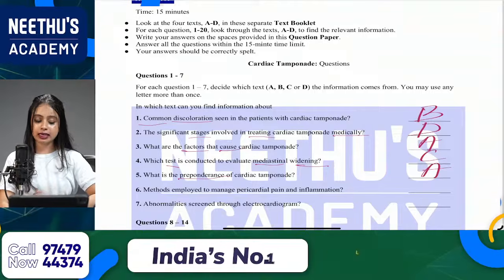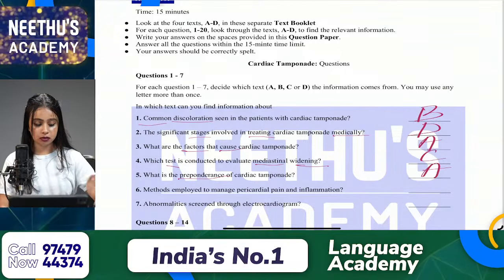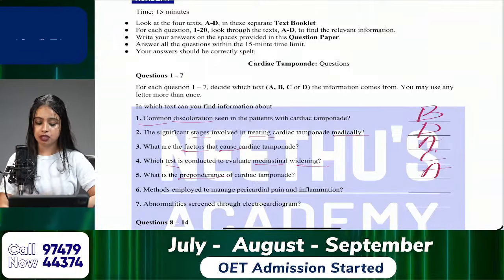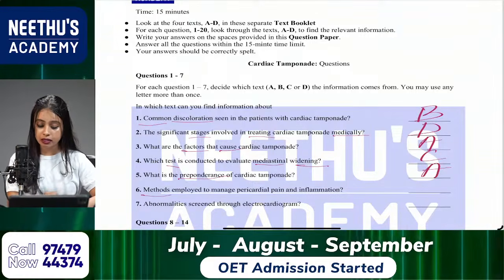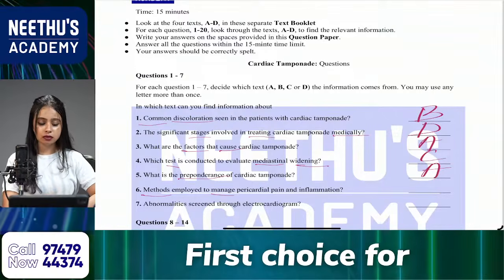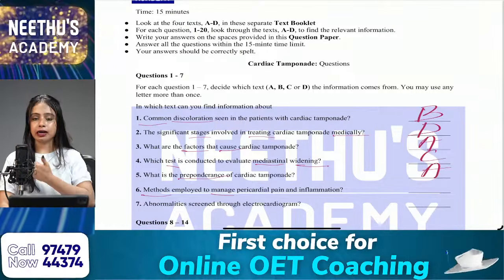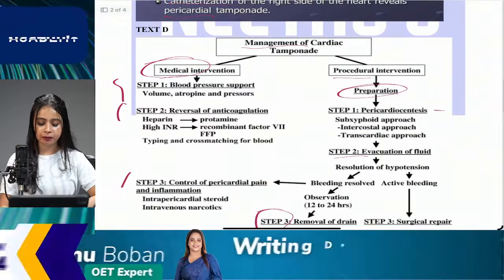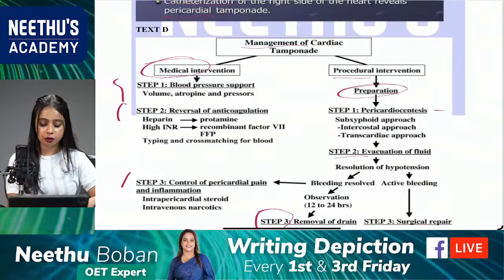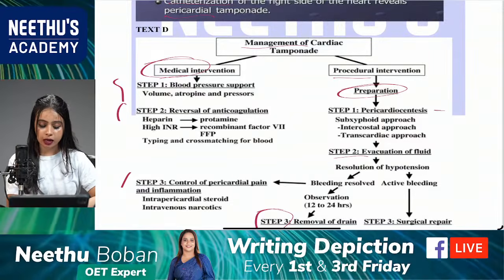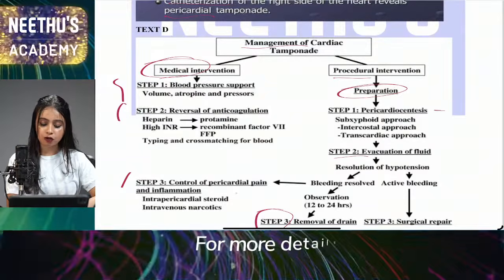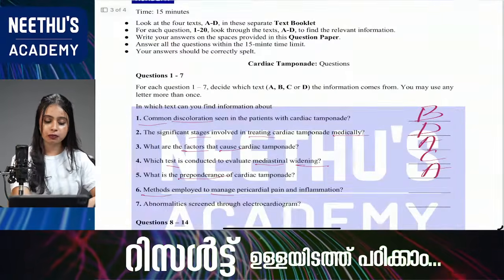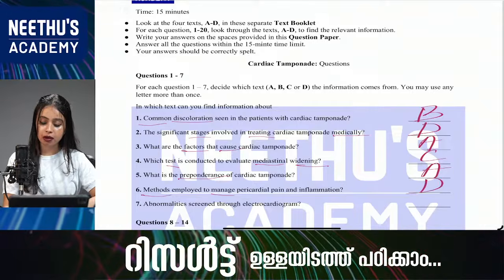Okay, then sixth one. Methods employed to manage pericardial pain and inflammation. So my keywords, methods, manage. Okay, so again, what about the management of the condition? Okay, so it's from text D. Then, so what about the methods? Yes, it is all about control of pericardial pain and inflammation. So answer is, of course, from text D. So my answer is from D.